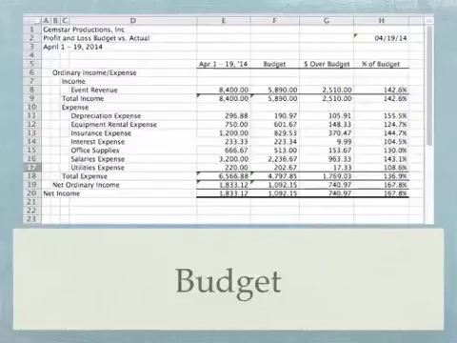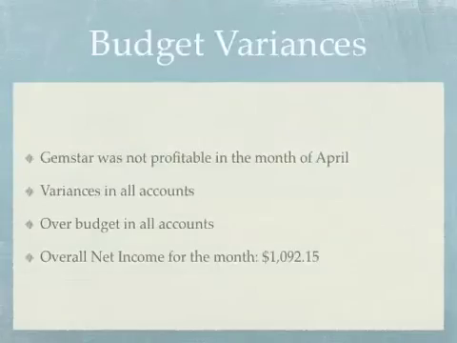Budget. Here's our budget versus the actual, and it shows that Gemstar was over budget in all accounts for the month of April. Budget variances. There were variances in all accounts. All variances show that we were over budget, and our overall net income for the month was $1,092.15.